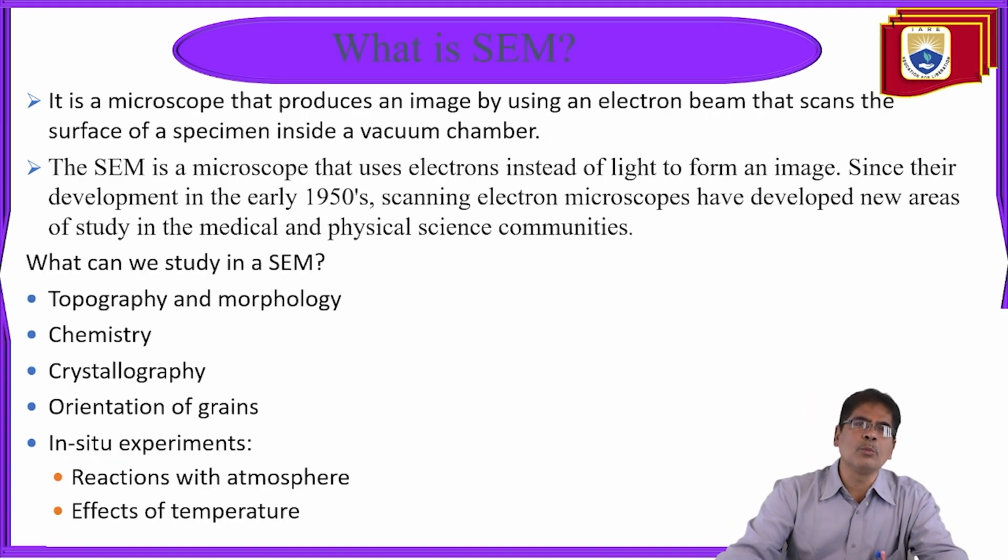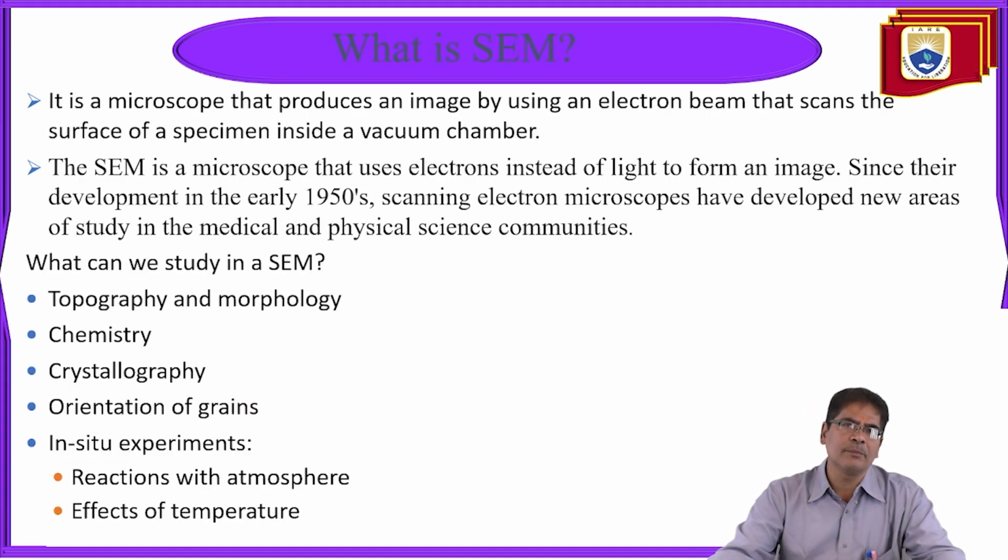Basically, a scanning electron microscope is a microscope that produces an image by using an electron beam that scans the surface of a specimen inside a vacuum chamber. The SEM uses electrons instead of light to form an image. Since their development in the early 1950s, scanning electron microscopes have opened new areas of study in the medical and physical science communities.